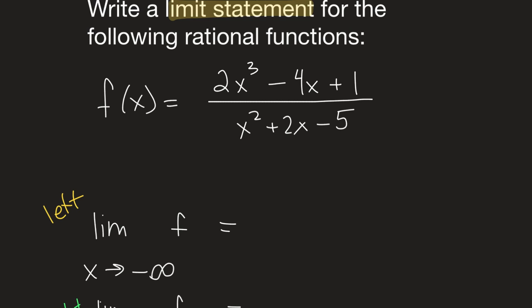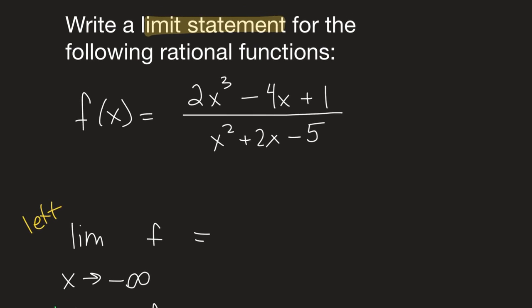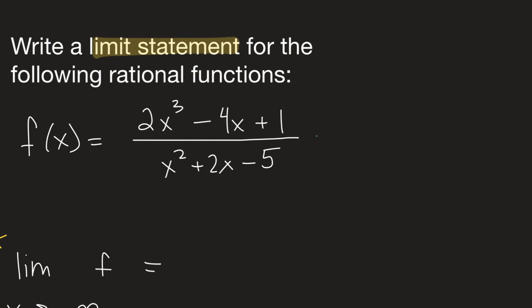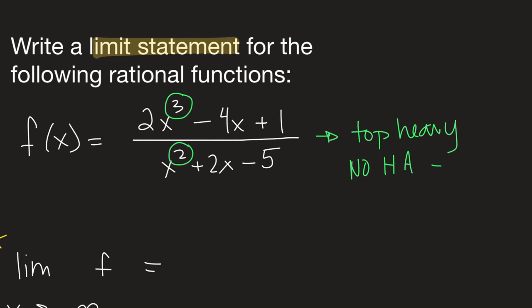Okay, we have a rational function. So there are three options. We have top heavy, bottom heavy, or neutrally heavy. This one happens to be a top heavy rational equation. Right? We have an x cubed on the top and an x squared on the bottom. Okay, top heavy equations have no horizontal asymptotes, but they do have a slant asymptote.